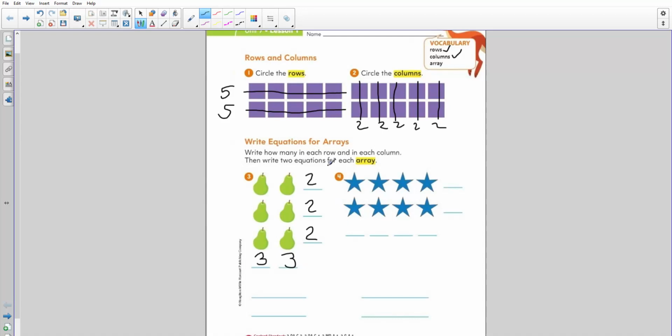Well, let's go over to this next one over here, and then we're going to come back and talk a little bit more about the numbers we've written down and how we can use them to make equations. For example, in this one, this is an array of stars. There are how many in this first row? That's right, there's 4.